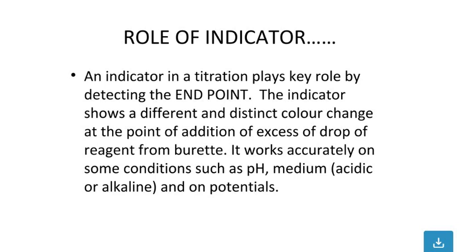So role of indicator. The indicator in a titration plays a key role by detecting the end point. The indicator shows a different and distinct color change at the point of addition of an excess drop of reagent from the burette. It works accurately under some conditions such as pH, medium, acidic, alkaline, and on potentials.